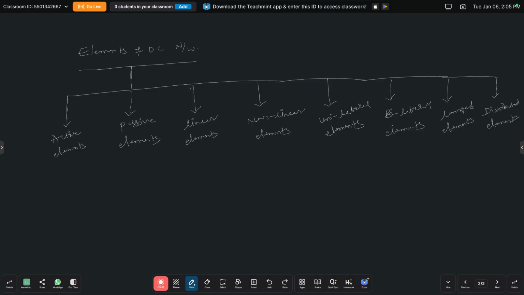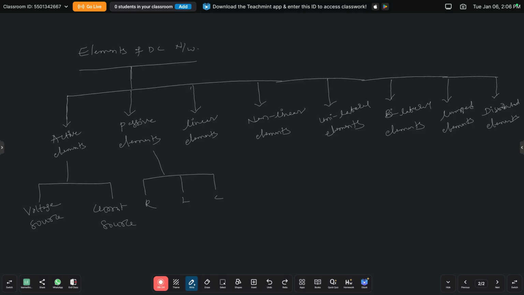First are the active elements. Active elements are again classified into two types: the voltage source and the current source. The passive elements are also classified into types: resistance, inductance, and capacitance. This figure shows the elements of a DC network, classified into active, passive, linear, non-linear, unilateral, bilateral, lumped, and distributed elements.